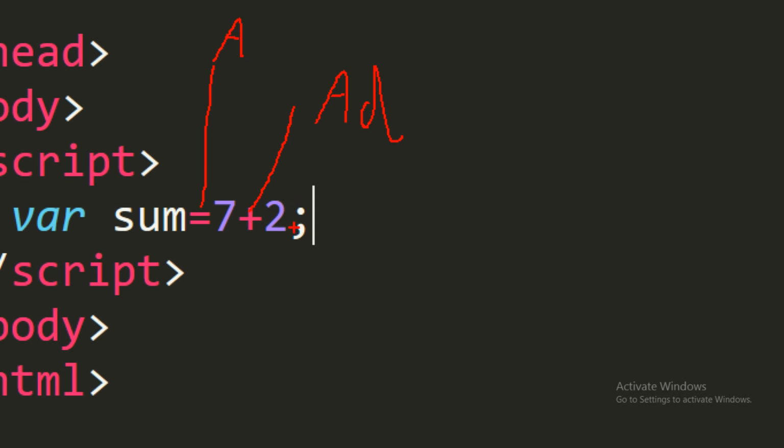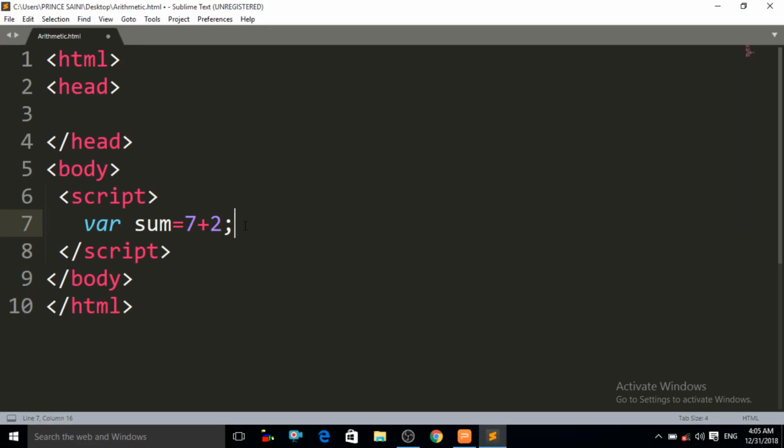So what does the addition operator do? It is used to add numbers, and the assignment operator is used to assign a value. The value of 7 plus 2 will be stored in that variable, that is sum. This assignment operator will assign the sum of these two values into the sum variable, friends. So this is the assignment operator, and this is the addition operator.